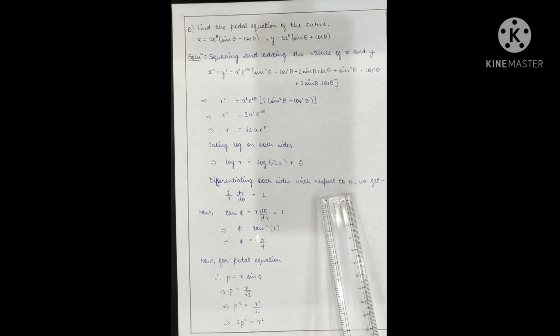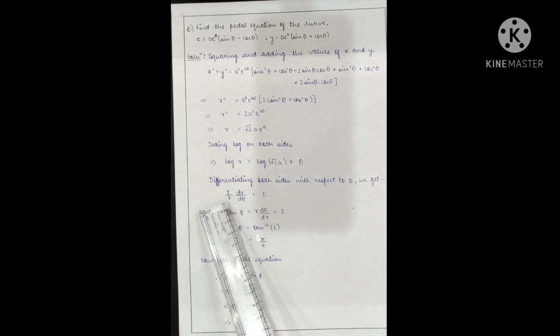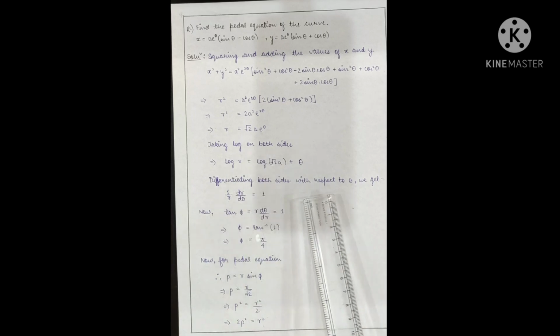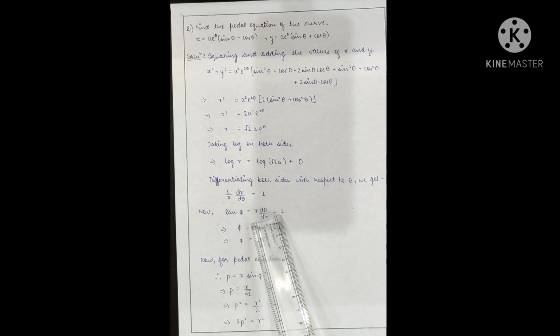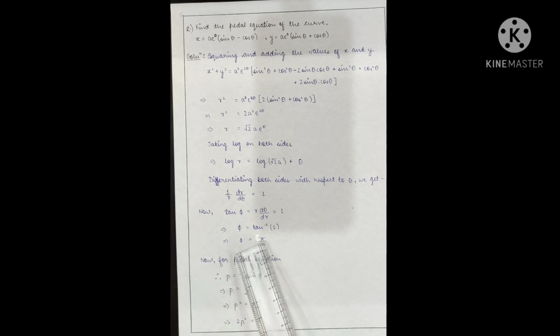Now we will take log on both sides of this equation. So we'll get log r is equal to log of root 2a plus log e to the power theta, which will be theta. Now we will differentiate this equation with respect to theta. So we'll get 1 upon r into dr upon d theta. This will become 0, and theta, if we differentiate, will come as 1. Now we know the formula, tan phi is equal to r into d theta upon dr. So we'll put this value here and we'll get 1. Now phi will be equal to tan inverse of 1. Then phi will come as pi by 4.